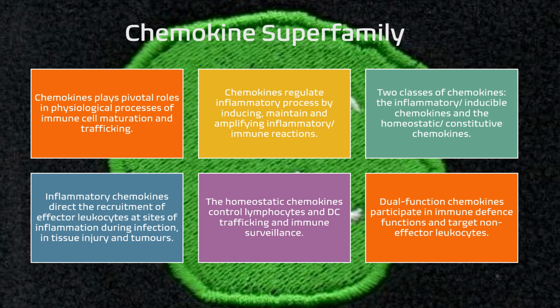Two classes of chemokines have been evidenced in some depth in the scientific literature. There are the inflammatory inducible chemokines, and the homeostatic or constitutive chemokines. Inflammatory chemokines are involved in the direct recruitment of effector leukocytes at sites of inflammation during infection, in tissue injury and tumors. The homeostatic chemokines control lymphocyte and dendritic cell trafficking, and are involved in immune surveillance as well.